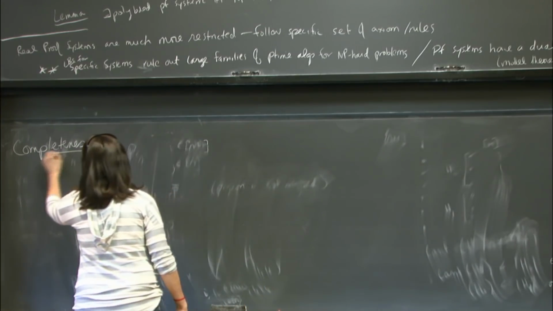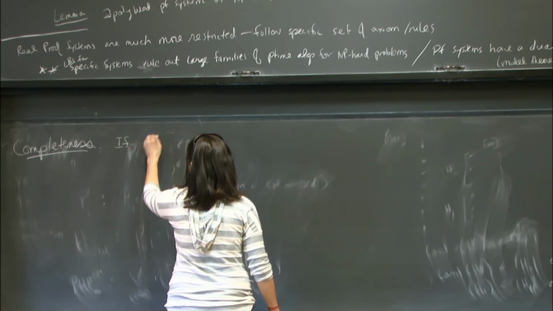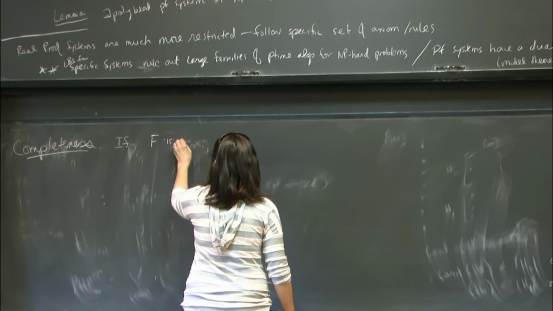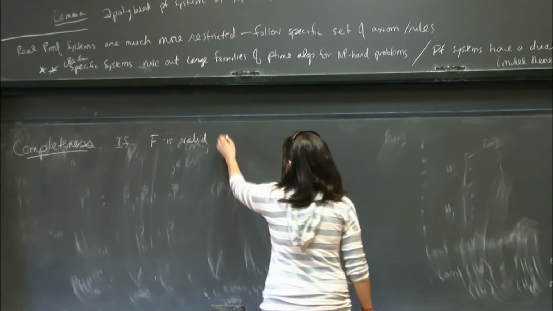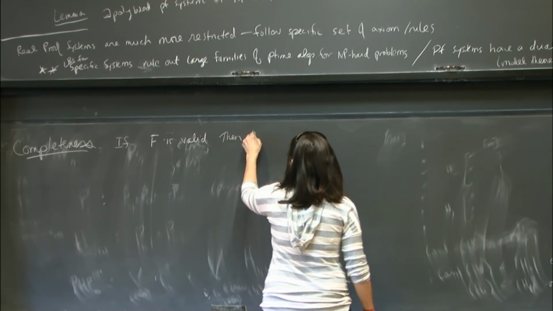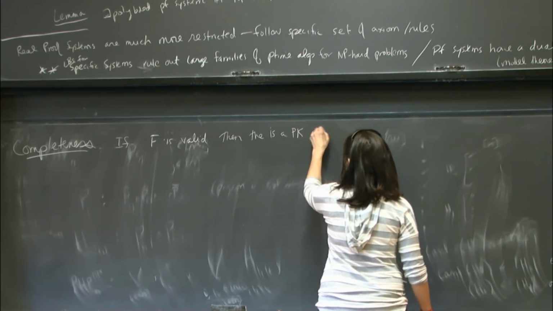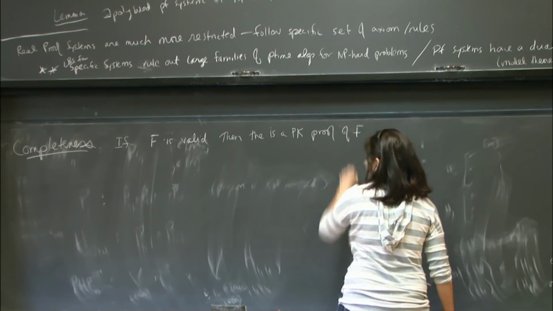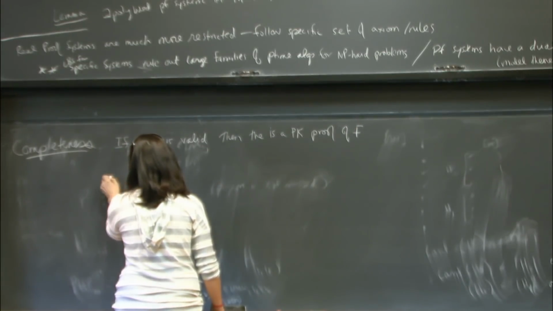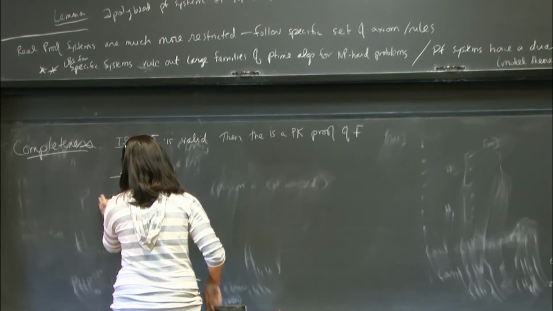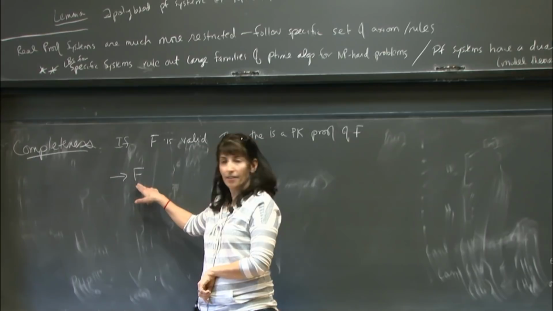So completeness, we want to show that if F is valid, so it's true under every assignment, then there is a PK proof, a sequent calculus proof of F. And I didn't really tell you what a proof was, but you're trying to prove F. So in the sequent calculus language, you want to prove arrow F.